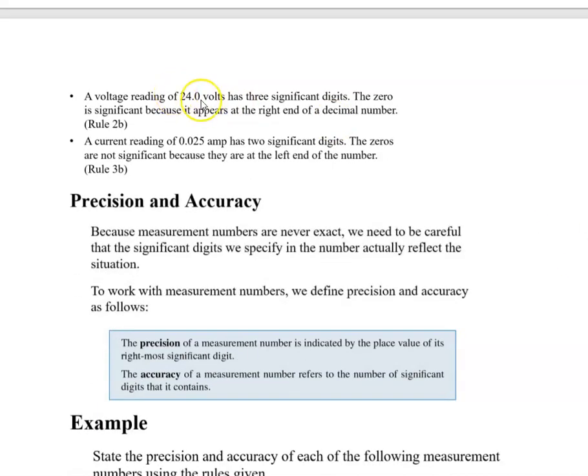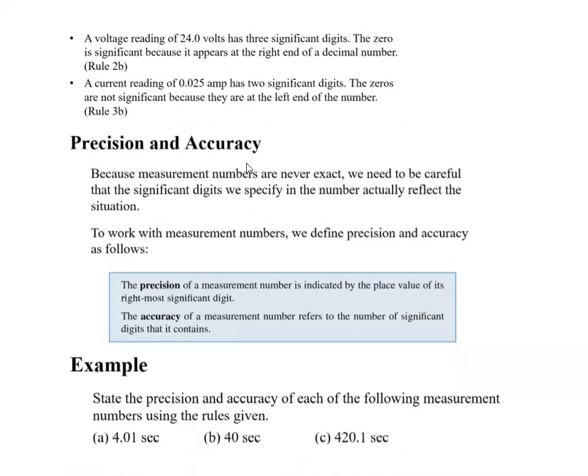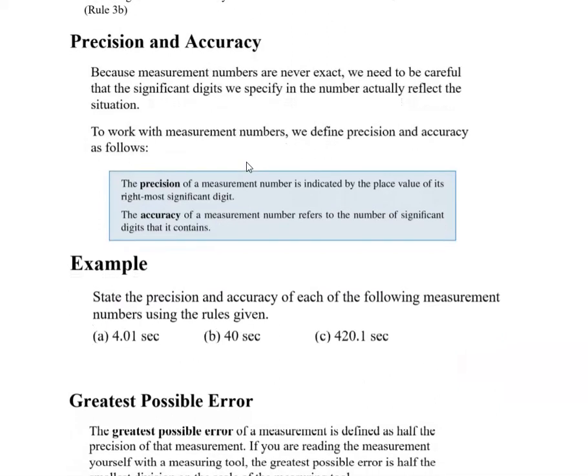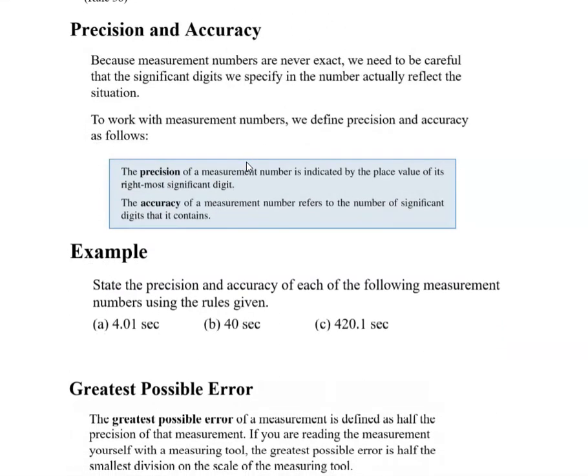A voltage reading of 24.0 volts has 3 significant digits, because the 0 is significant here since it appears at the right end of the decimal number. A current reading of 0.025 amp has 2 significant digits. The zeros are not significant because they are at the left end of the number. Because measurement numbers are never exact, we need to be careful that the significant digits we specify in the number actually reflect the situation.